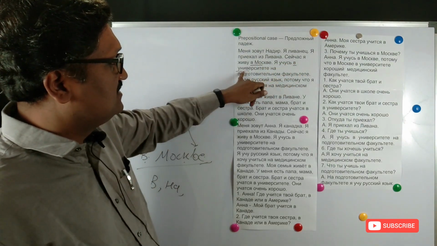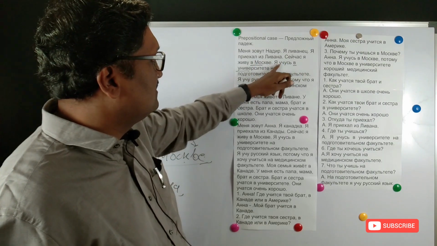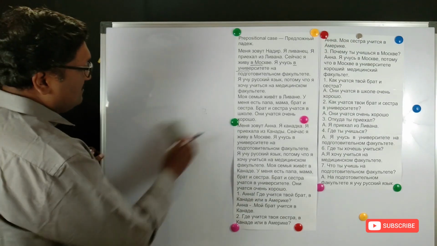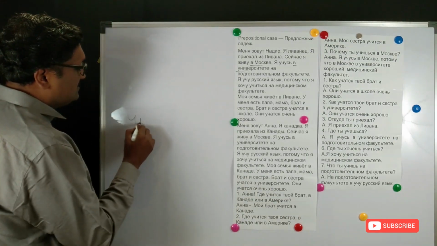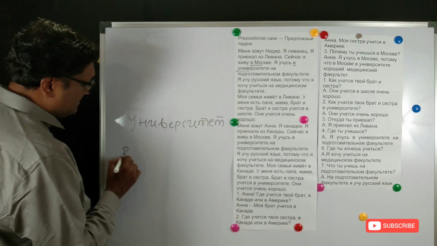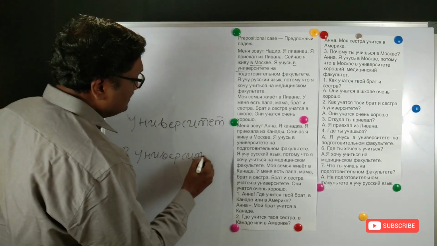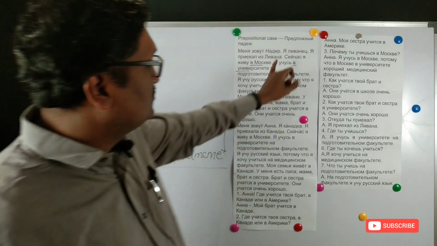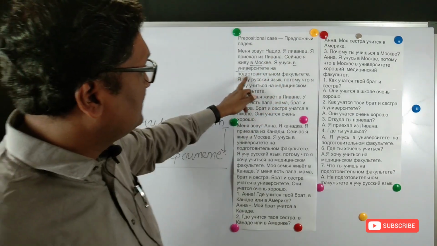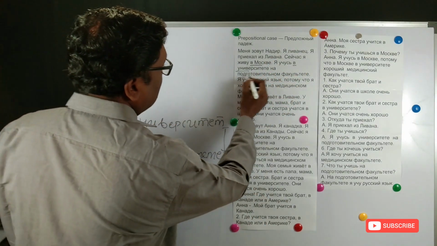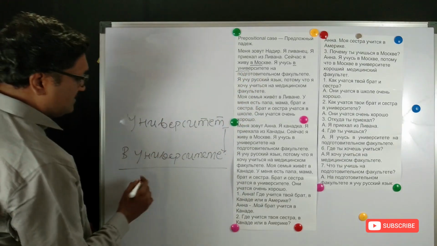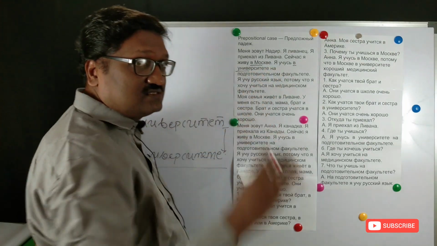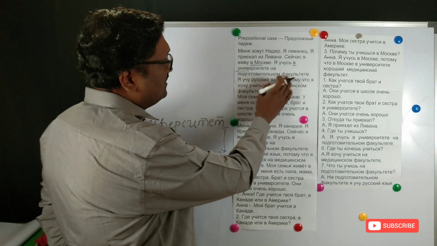Я учусь в университете. See, one noun is explained as a place of living and this noun is used as a place of studying. Университет. We know that university is университет, and в университете, the е is added. В университете. Where is he studying? Я учусь в университете на подготовительном факультете. Подготовительном means preparatory, so preparatory faculty. He is saying that I am studying in the university, and the faculty he is studying in is the подготовительный факультет.